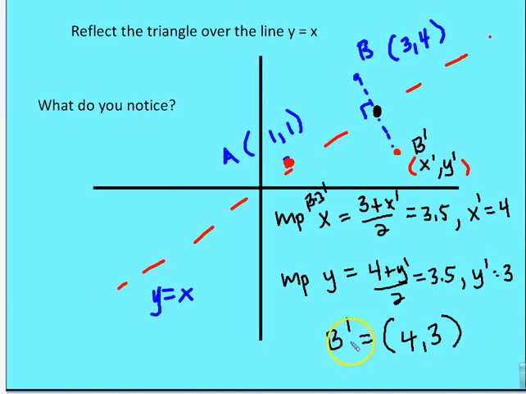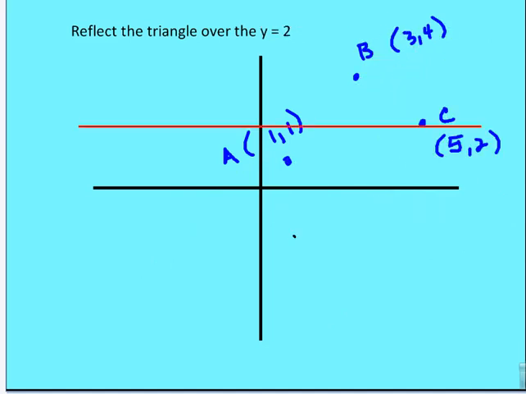And so I've just determined, given the midpoint, which I was able to find because the line y = x is the bisector of B B prime, and the original point, the endpoint, so the endpoint and the midpoint, I was able to find the other endpoint of the segment B B prime, which is (4, 3). So that's mathematically or algebraically how we show that B reflects over the line y = x to B prime. Okay, so moving on, I'm going to ask you to reflect these 3 points over the line y = 2. I'm going to come back.